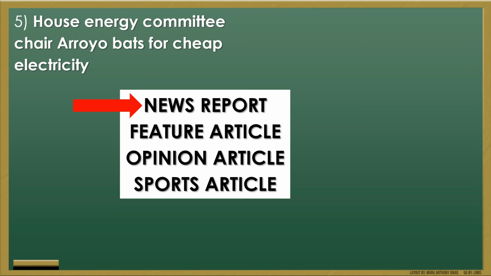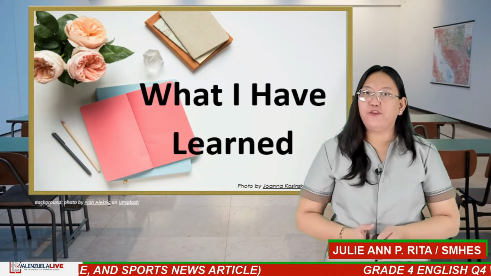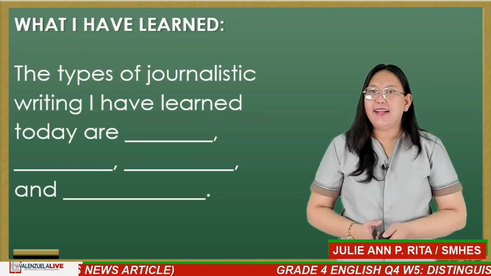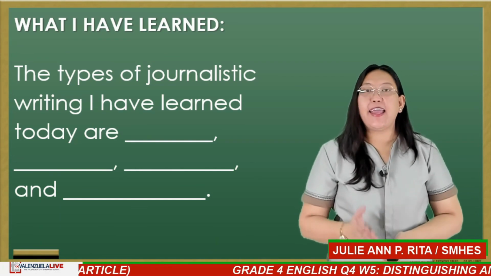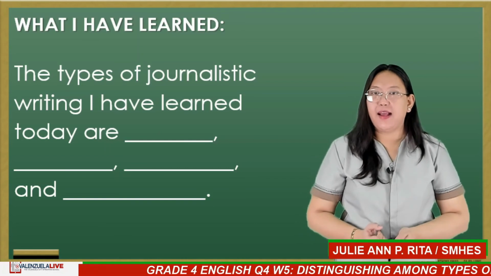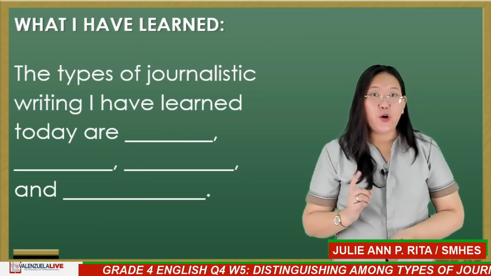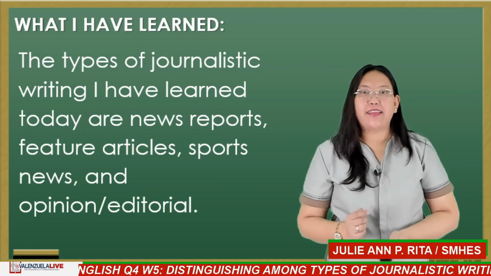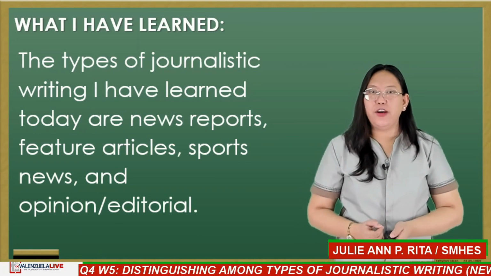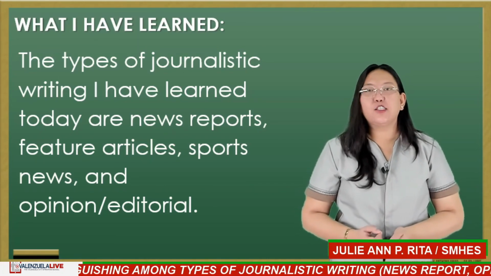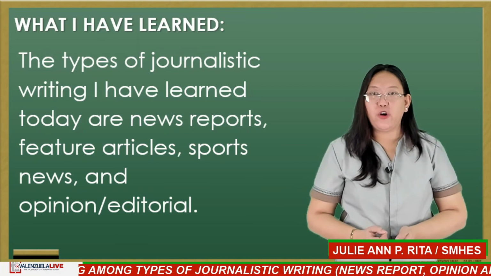Fantastic! The answer is news report. What are the types of journalistic writing that you have learned today? The types of journalistic writing I have learned today are blank, blank, blank, and blank. Can you complete the sentence? Great job! The types of journalistic writing you have learned today are news reports, feature articles, sports news, and opinion or editorial.